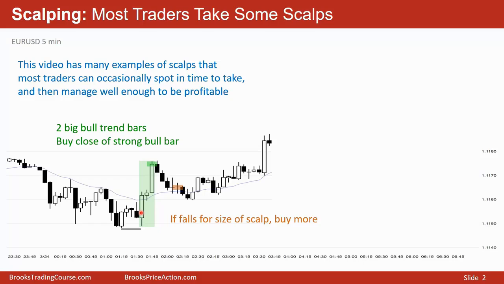And when you do scale in, you usually want to enter at least the size of a scalp below your first entry. The minimum scalp size for a Forex market is 10 pips, and therefore it's reasonable if you buy here to buy more with a limit order 10 pips down, relying on your stop. If you're planning on buying more 10 pips below here, relying on your stop, you have to make sure that your entries are small enough so that a loss will be no bigger than any other loss.